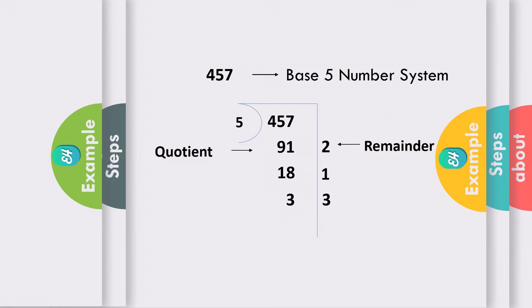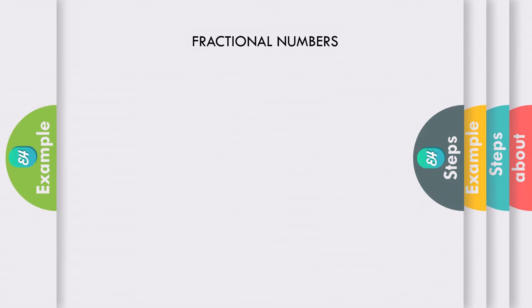Now 3 is not divisible by 5, so I'll write the quotient as 0 and the remainder will be 3. Writing the remainders in reverse order, that is from bottom to top, we get the answer as 3312, which is the base 5 equivalent of decimal number 457. This was for integer numbers. The same is applicable to fractional numbers as well.